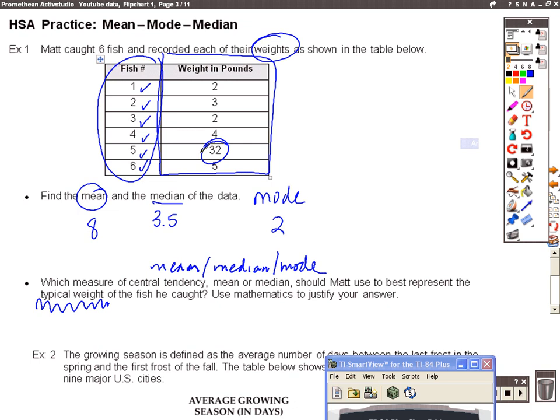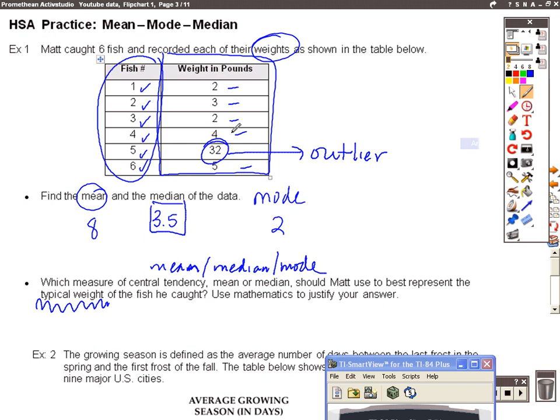Now when you look at the weights of the fish, we have 2, 3, 2, 4, 5. 32 would be considered an outlier. It doesn't fit in with all of the other data. So the best measure of central tendency would be the median because it's basically in the middle of the data. 2 doesn't necessarily represent the typical weight because he did have a weight of 3, 4, and 5. And honestly, in most cases, the median is the value that will best represent data.